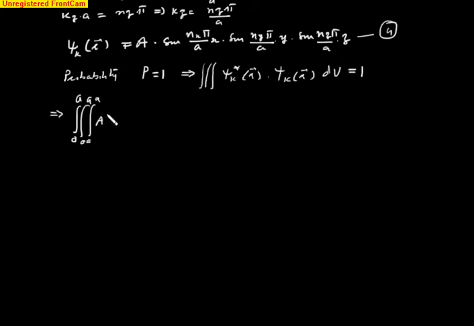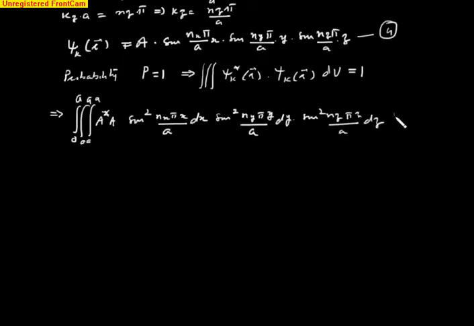The conjugate of A will be A star, and sine is a real function, so we don't need to conjugate it, but sine multiplied by sine will be sine square. So this is the multiplication. Then we have sine square of nx pi x over a with respect to dx, then sine square of ny pi y over a into dy, then sine square of nz pi z over a into dz. We have to make integration over these terms, and this integration should be equal to 1, because this gives us the probability of finding the electron.